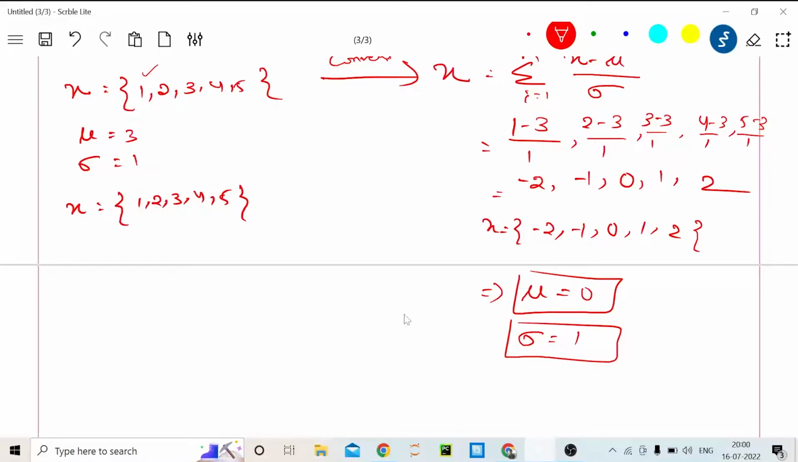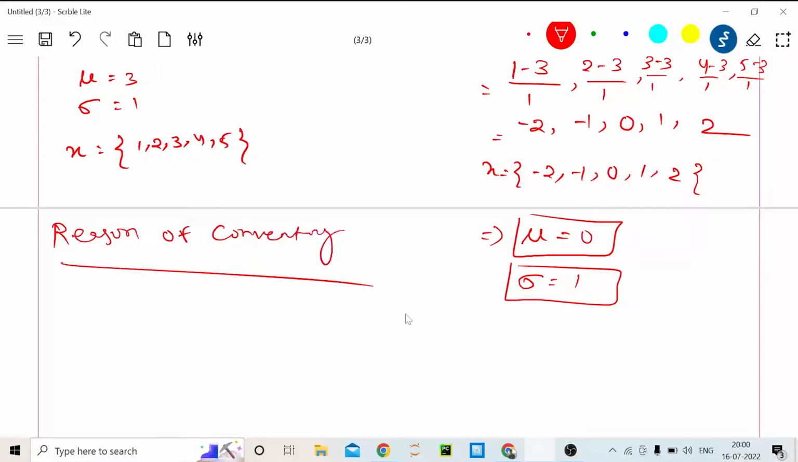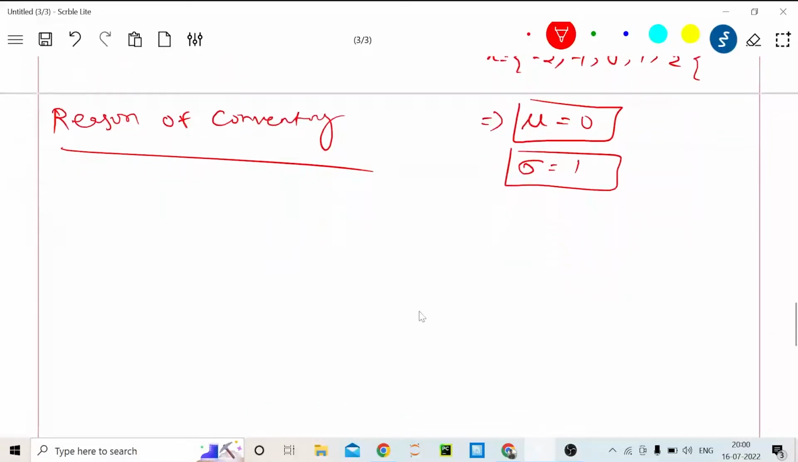And I will tell you one more thing. Let me give you one example of the reason why we are converting, the purpose of the converting.